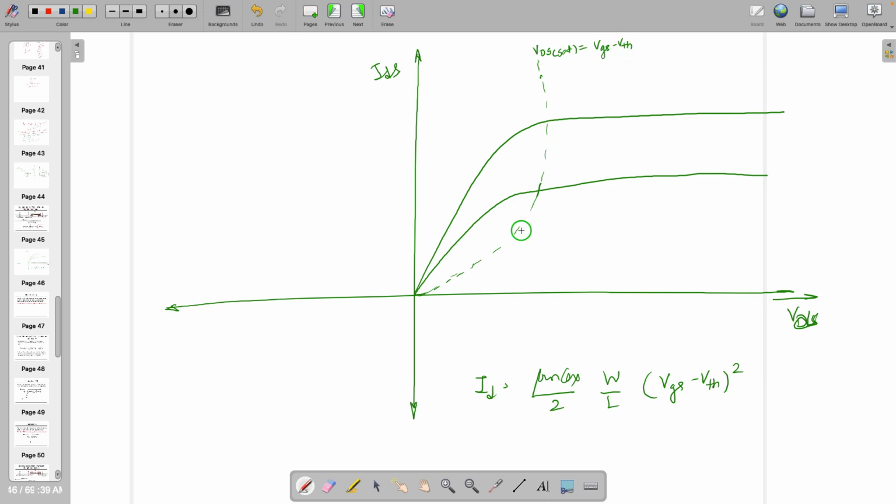This dotted line actually distinguishes between two different regions. One is linear or triode, and the other side is saturation. Note that in a BJT, the characteristic will be IC with respect to VCE, and this red line will be here, and on both sides the names will be different.